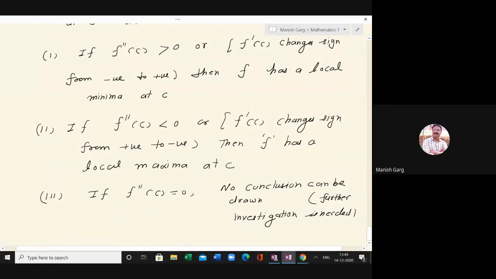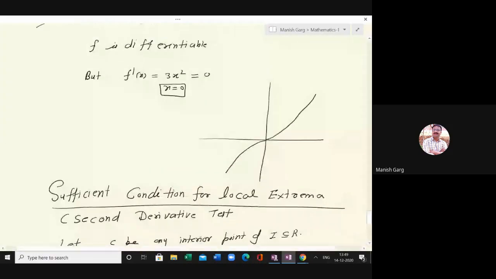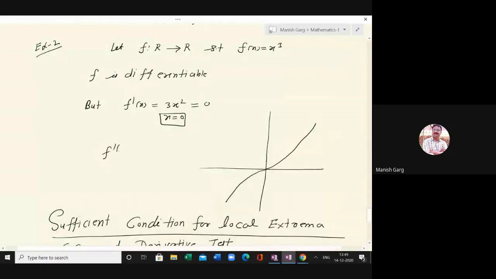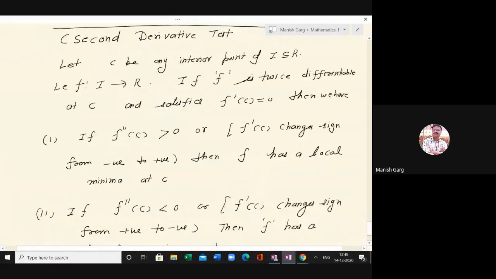So you can see in this second example, if you take f double dash x, this is 6x, so f double dash 0 is equal to 0. So this is the third case, and you cannot say anything.